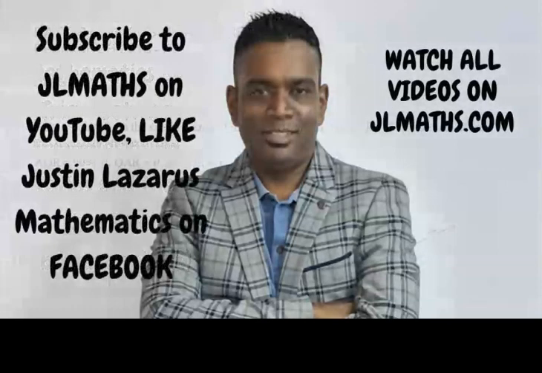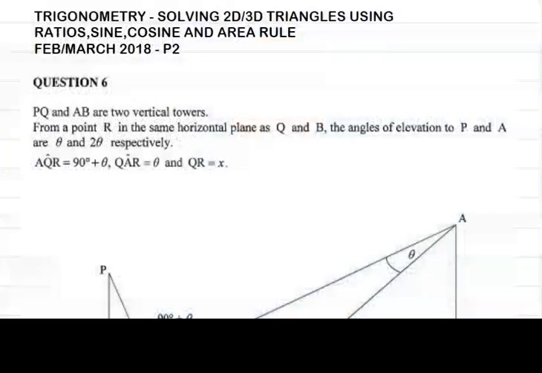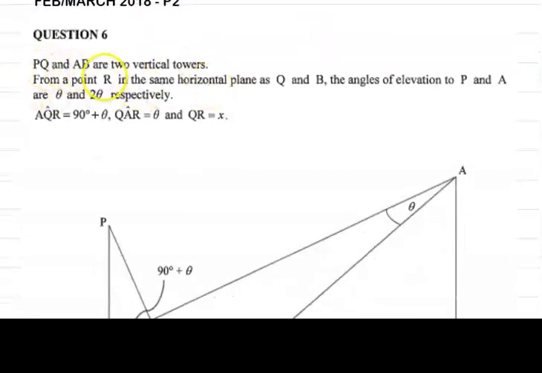Today we're going to be looking at trigonometry, solving 2D and 3D triangles, and we're going to be looking at the trig ratios, sine, cosine, and the area rule. The question that we're going to be looking at is from the February-March 2018 paper 2, and it reads as follows. It says PQ and AB are two vertical towers.